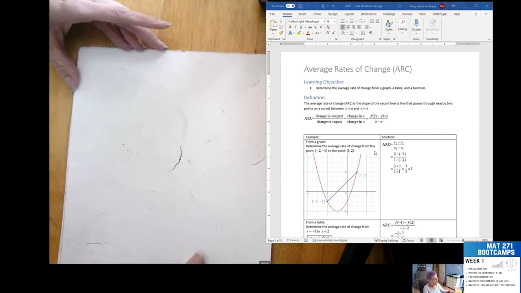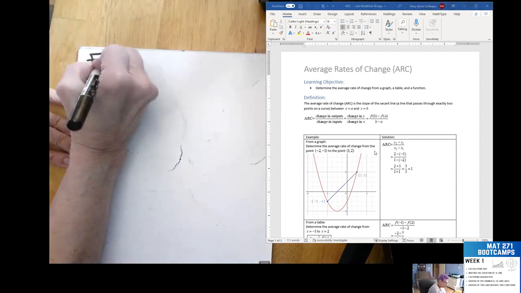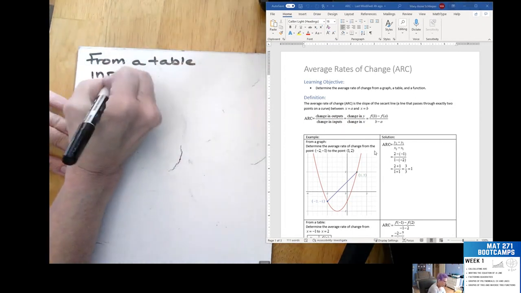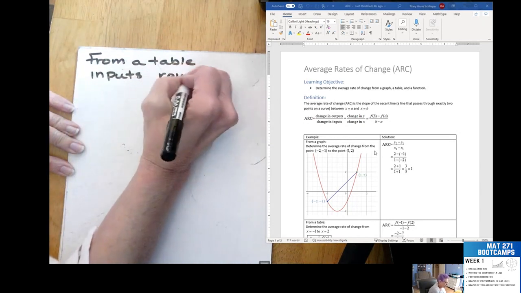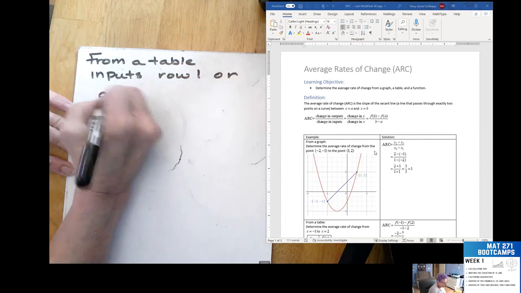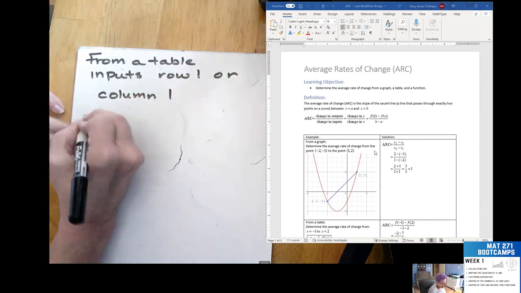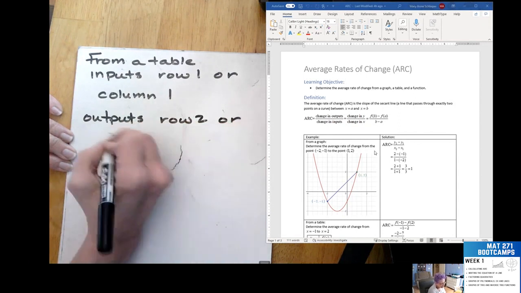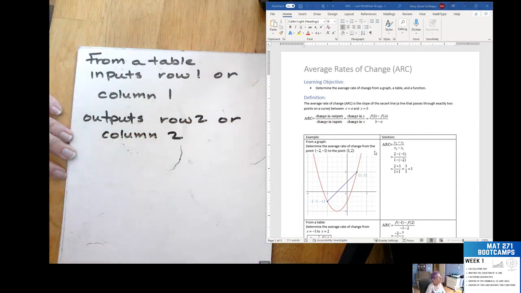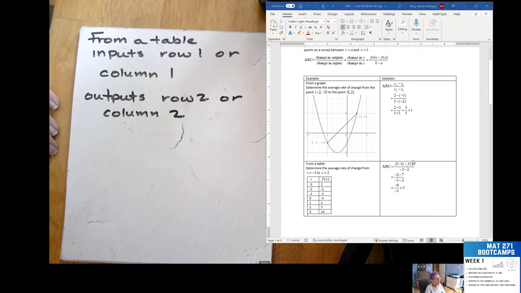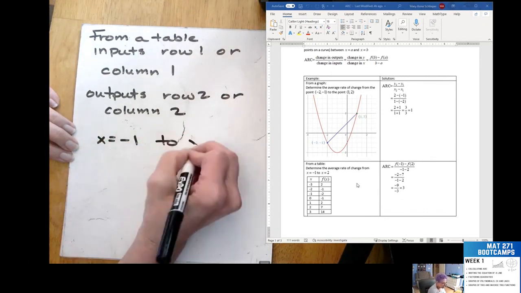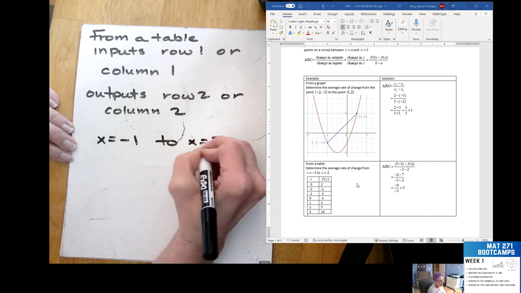Next way we think about average rate of change is from a table. And when we have a table, the inputs are generally in row 1 or column 1, and the outputs in row 2 or column 2. So in this case, I have columns. And they're labeled X and F of X. So the average rate of change from X equals -1 to X equals 2.